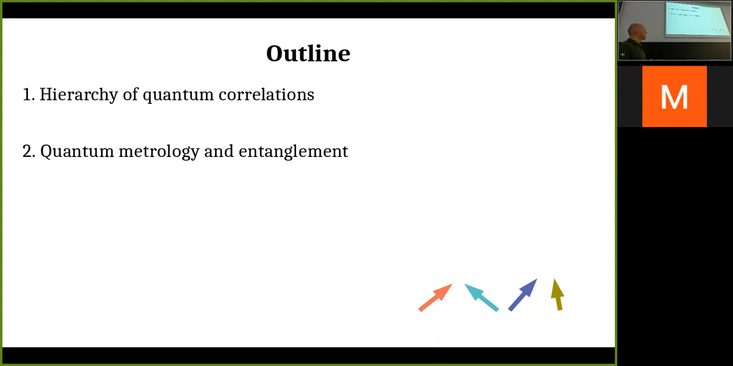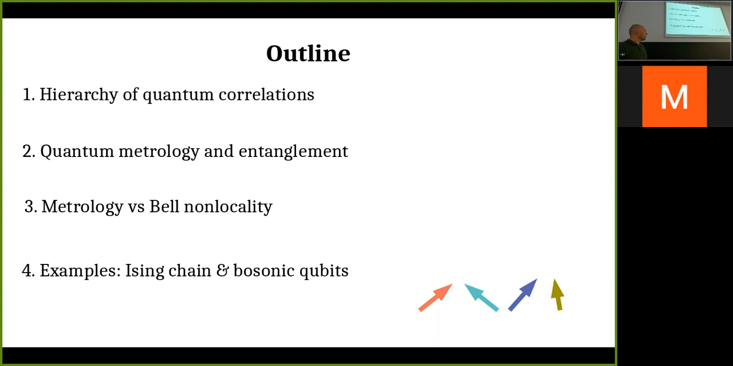And then I will present the main result of this work, which is the relation between Bell nonlocality and quantum metrology. And finally, I will illustrate these results with some physical systems, like an Ising chain of a number of qubits or a set of bosonic qubits like you have in a Bose-Einstein condensate.